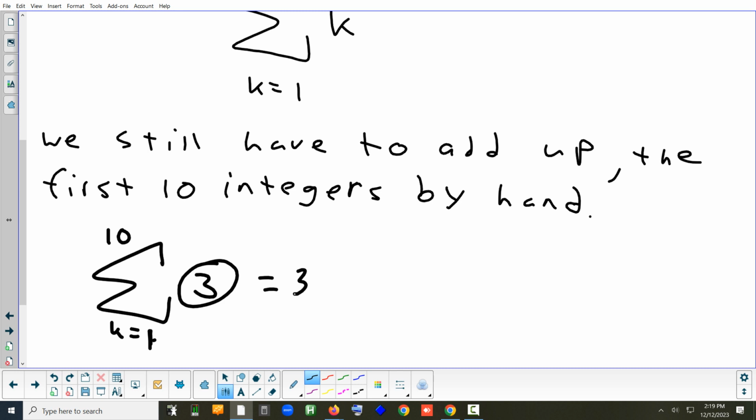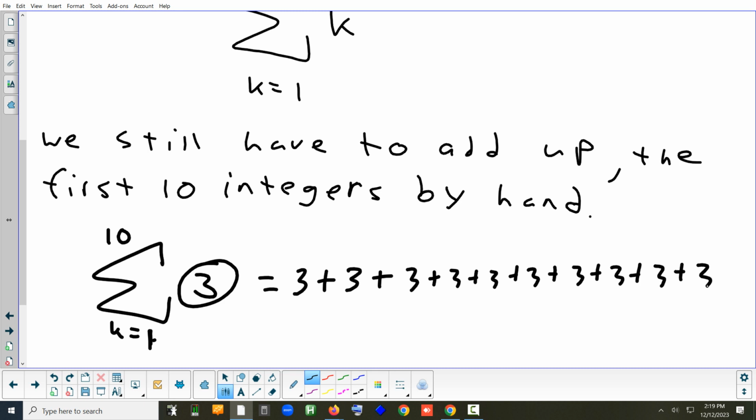So if you plug in 1 for k, what do you get? 3. What if you plug in 2? 3. How many times are we going to get 3? We're going to get it 10 times. So we just end up getting 3 ten times: 1, 2, 3, 4, 5, 6, 7, 8, 9, 10. And what does that give you? 30. So do you see a shortcut? Instead of plugging in each number one at a time and writing it out, do you see a shortcut here? Multiply 3 and 10. Yeah, you just multiply those two numbers together, and it tells you the answer.